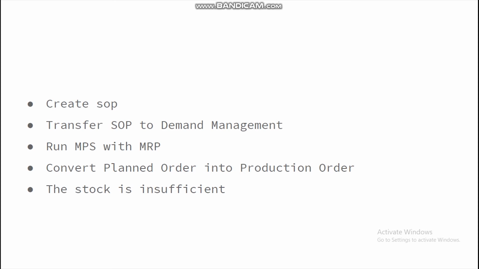After that, convert planned order into production order. Convert a planned order generated in the MPS or MRP run to a production order. And we will assume that the material stock is insufficient, so we do the procurement process from PT Nice Material.